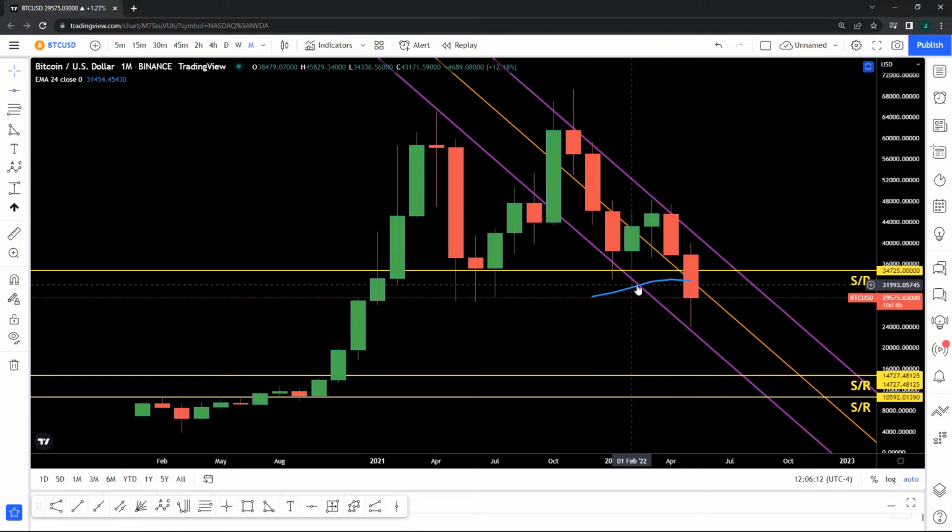Also, this blue line is just a 24 EMA. I'm using 24 because it's traded 24 hours a day. That's the only reason for it.